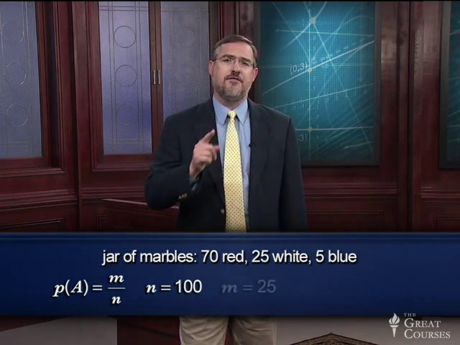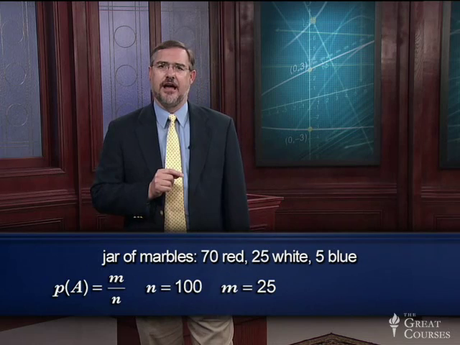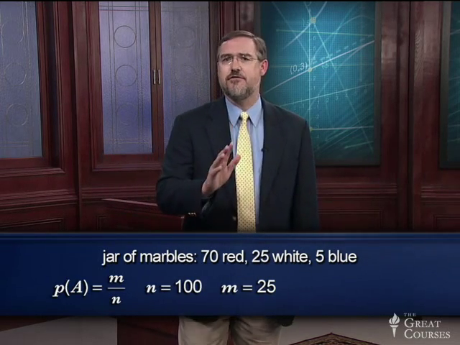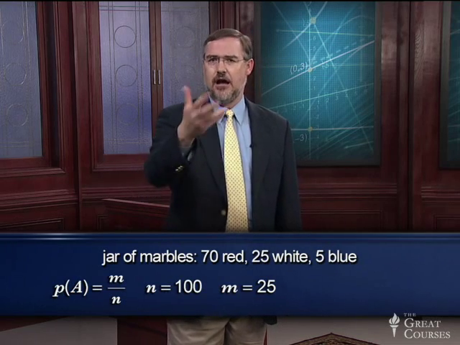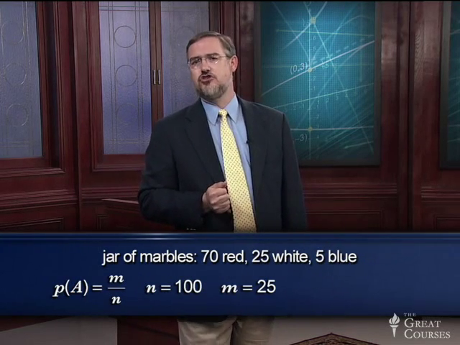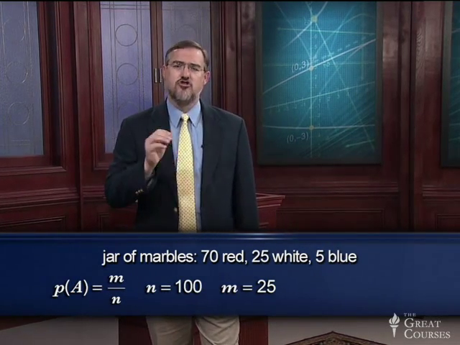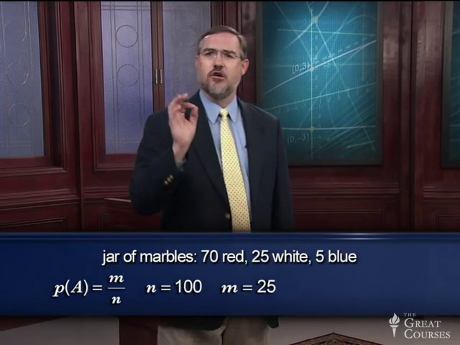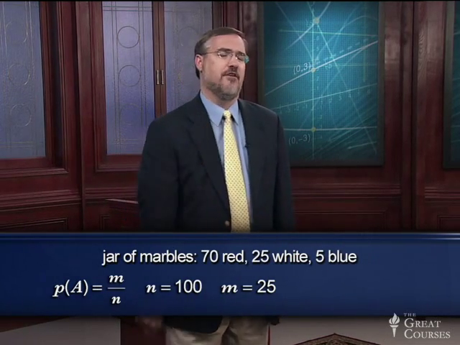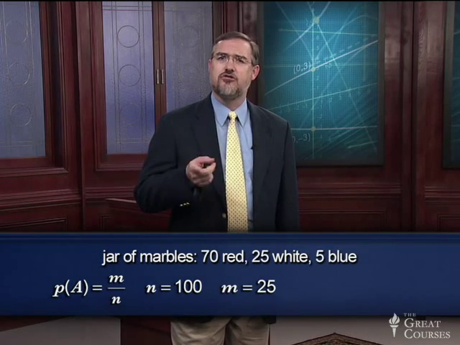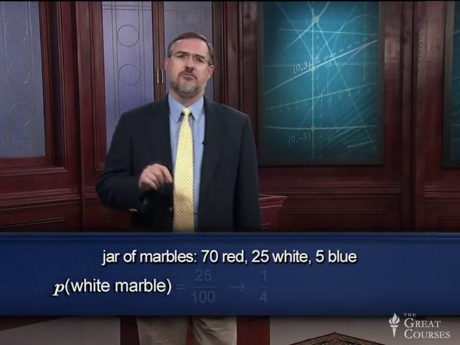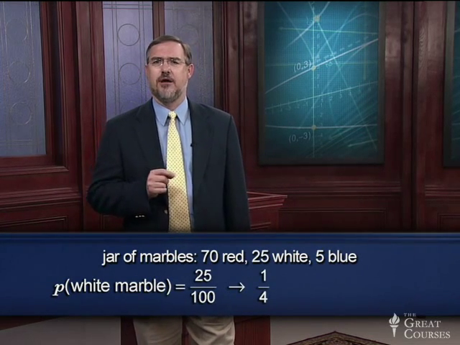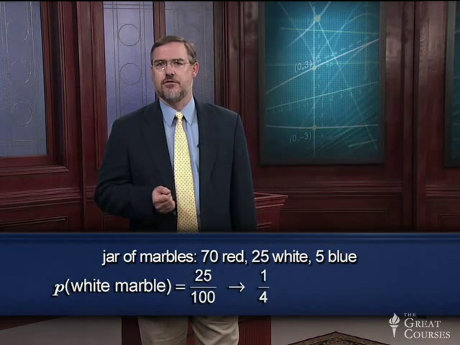Now, there are 25 white marbles in the jar. We were told that. So there are 25 different marbles that we would want to select in the jar for this first experiment of choosing a white marble. And therefore, the numerator for that problem is going to be m equals 25. So the probability of choosing a white marble out of this jar at random is going to be 25 divided by 100, which is 1/4.